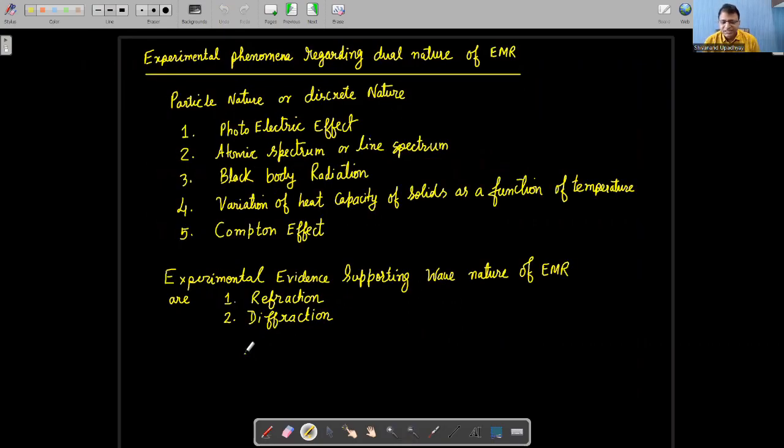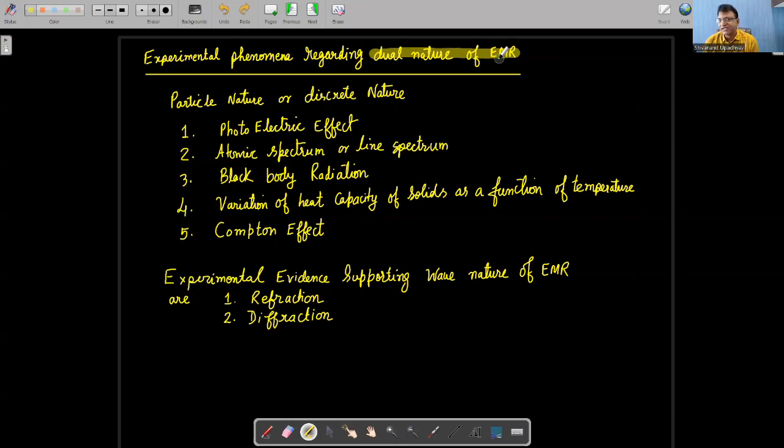So when we are discussing the dual nature of electromagnetic radiation, there is a fixed question which is very important for our NCERT and JEE. So we are discussing the dual nature of electromagnetic radiations. There are certain experimental phenomena which support the wave nature, and there are certain which support the discrete nature or particle nature. So this discrete and particle nature is important for us. Like when we are talking about wave nature, we are saying refraction: when the wave passes through a medium, it will bend, that is refraction.